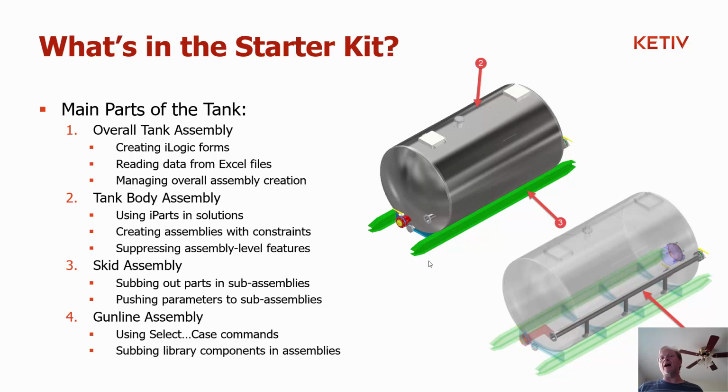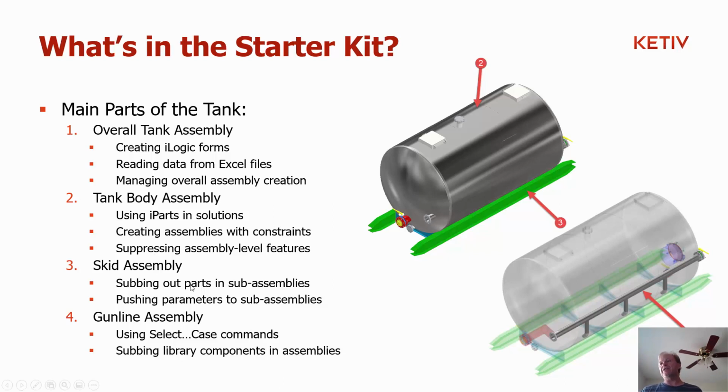So you'll have a lot of examples on how you can push parameters from upper-level assemblies down to their respective components, other sub-assemblies, and so forth. And then finally, we have the gunline assembly right here. And this one, I use the select case command to build in these nozzle assemblies that you see right here. So select case is a good way, if you have multiple options in code, to clearly delineate what needs to happen for each different option.